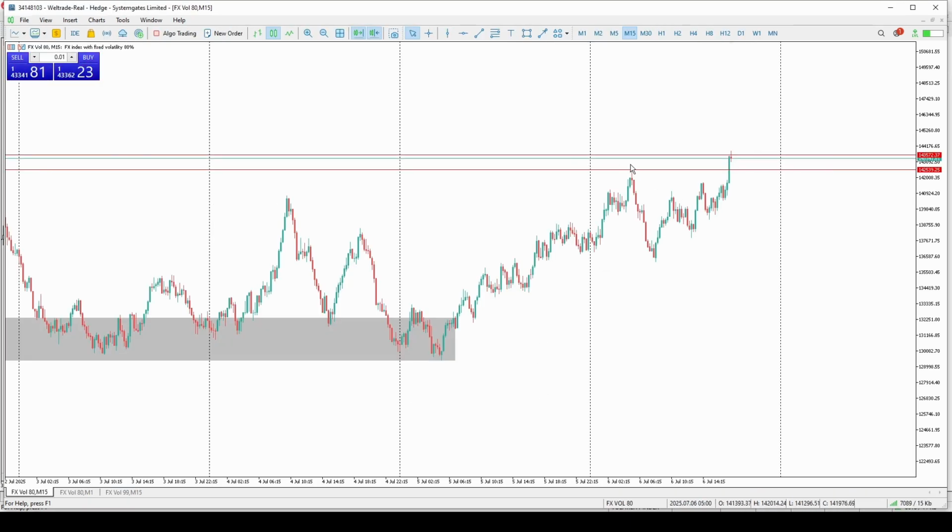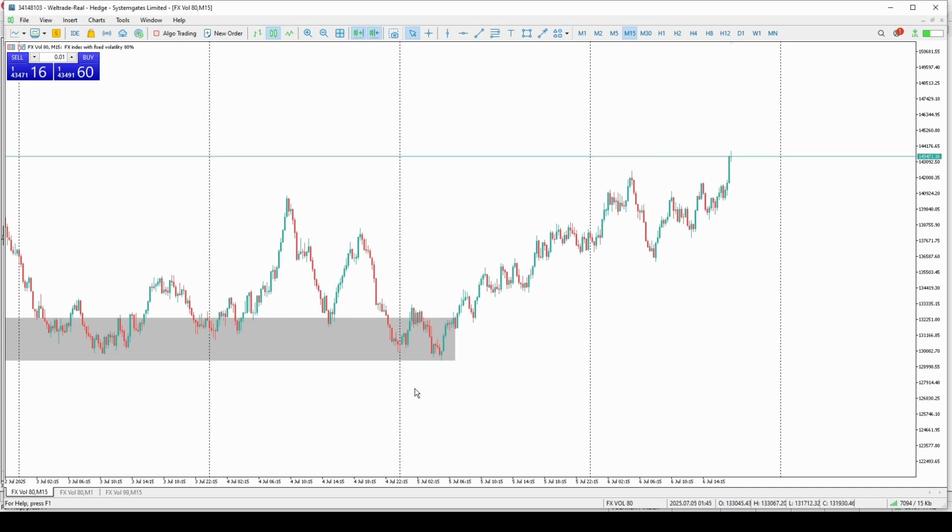So here we have our example 2. We have other synthetic indices here by World Trade. So what do we have here? We have FX Vol 80. We are in the 15 minutes chart. As we look here, we have a bullish trend, and then we are looking for the very same thing.